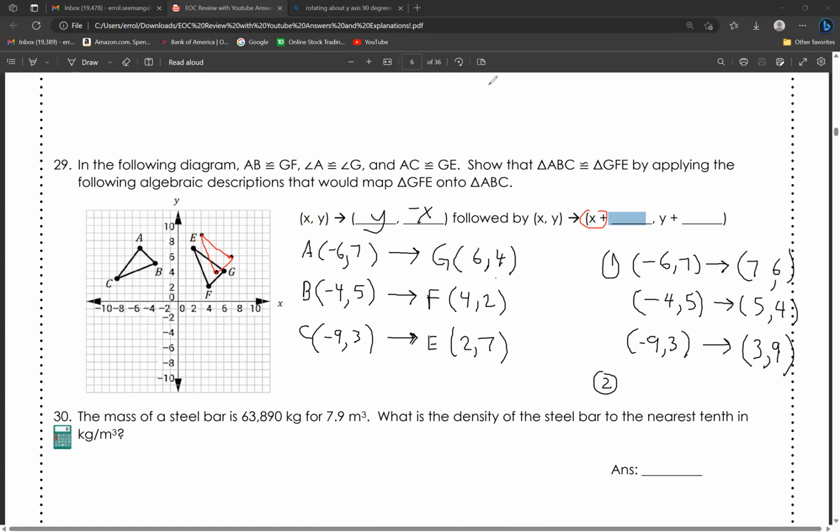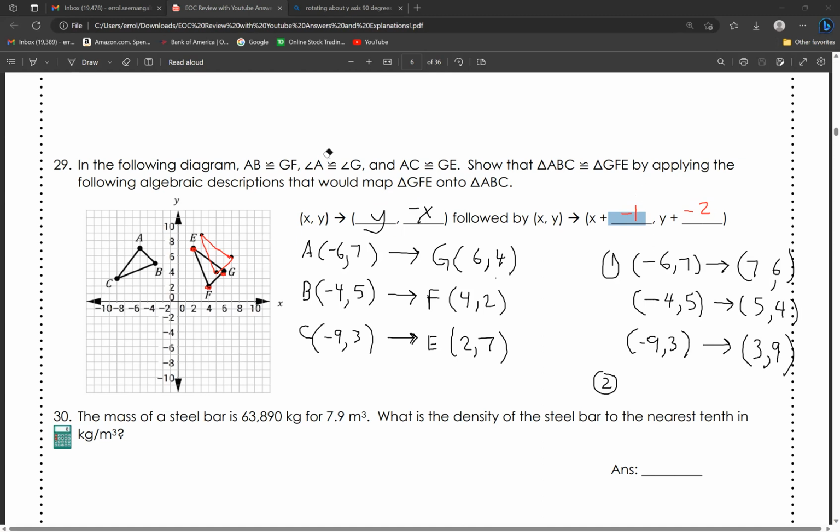It moved left 1. Okay, so X -1 there, right? And then 2 units down. There you go. Then you'll have this point, and this point. Get it? Okay. So the answers are put the Y there, put the -X there, -1 there, -2 there. It's just kind of like draw the triangle step by step.